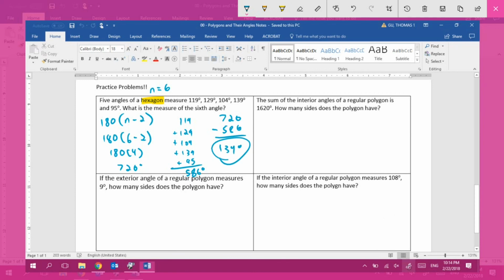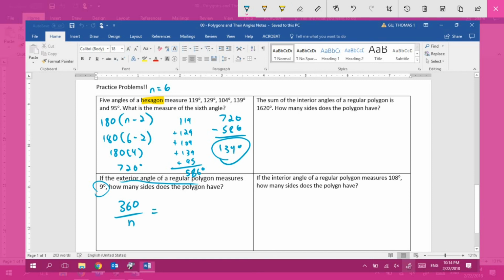Boom. So now I'm going to do this bottom left question. If the exterior angle of a regular polygon measures 9 degrees, okay? They said exterior angle of a regular polygon, so we should have a formula for that. How many sides does the polygon have? Well, what's the formula to find the exterior angle of a regular polygon? You take 360 and divide it by n. N is the number of sides.